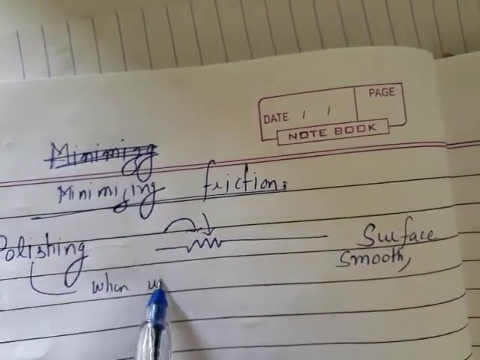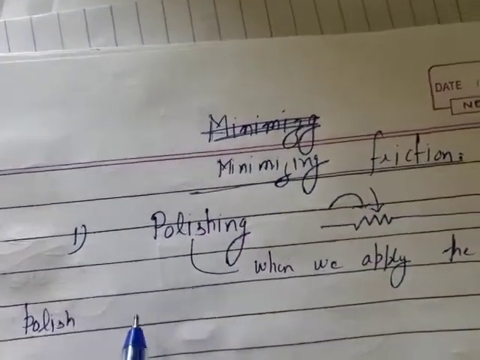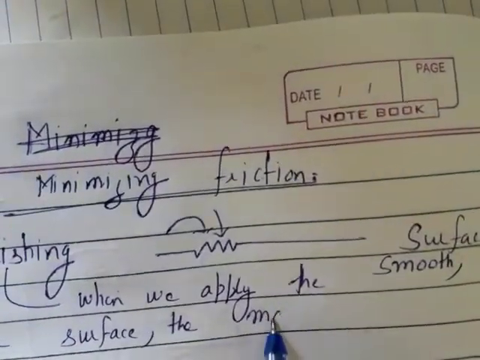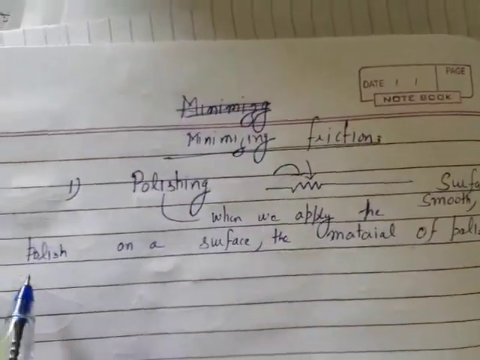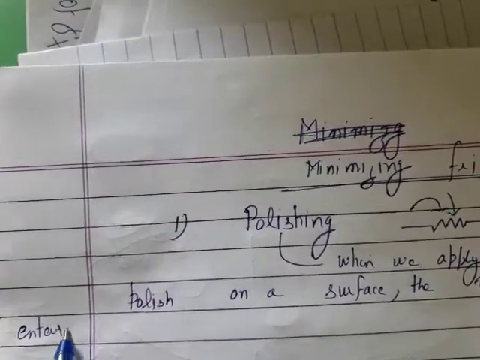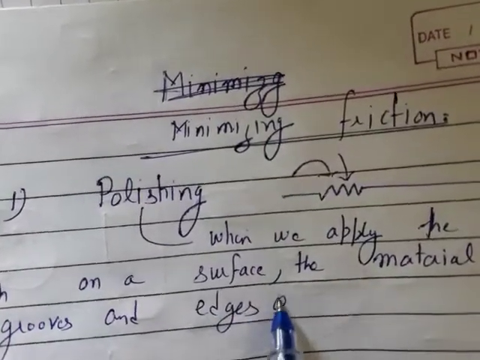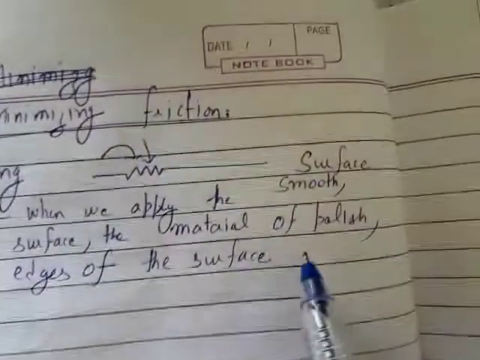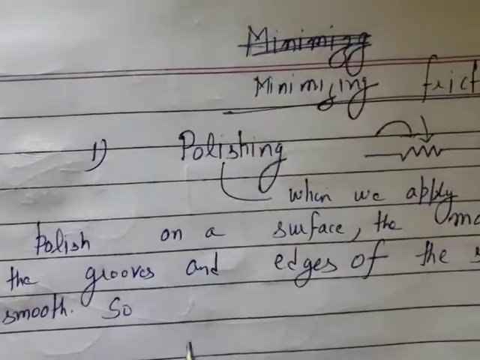When we apply polish on a surface, the material of polish enters the grooves and edges of the surface, and the surface becomes smooth. So friction gets reduced.